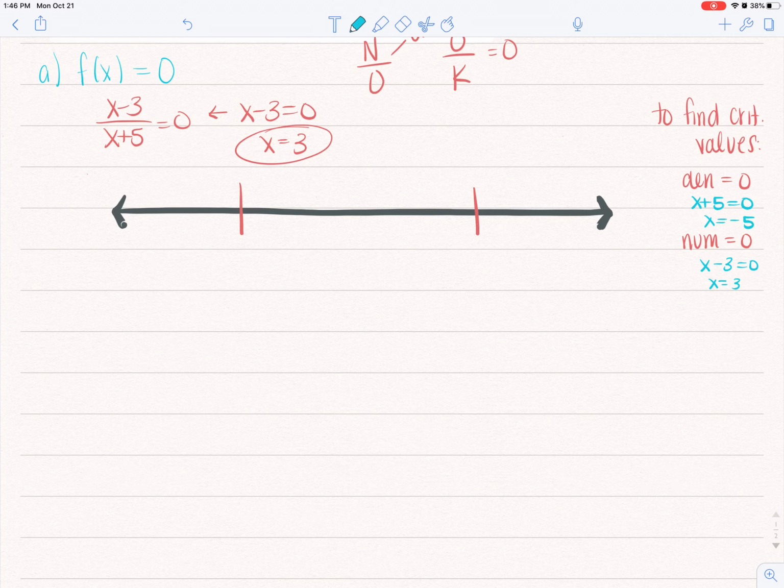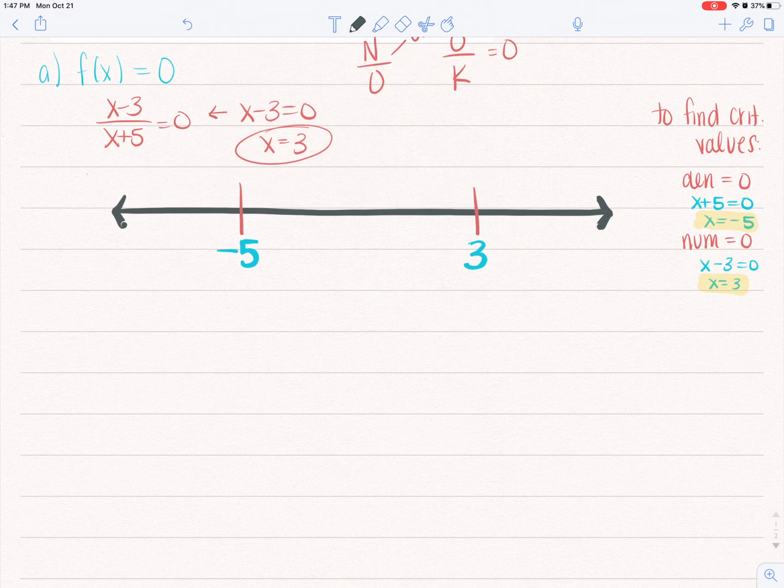Now here's where the positive negative chart comes in. You are going to use these two critical values on your chart to break up the number line. So I went ahead and got my chart ready. I do have to put them in order, so negative 5 comes first. So I'm going to have negative 5 as the first critical value and then 3 as the second. The order does matter. They have to go from least to greatest.